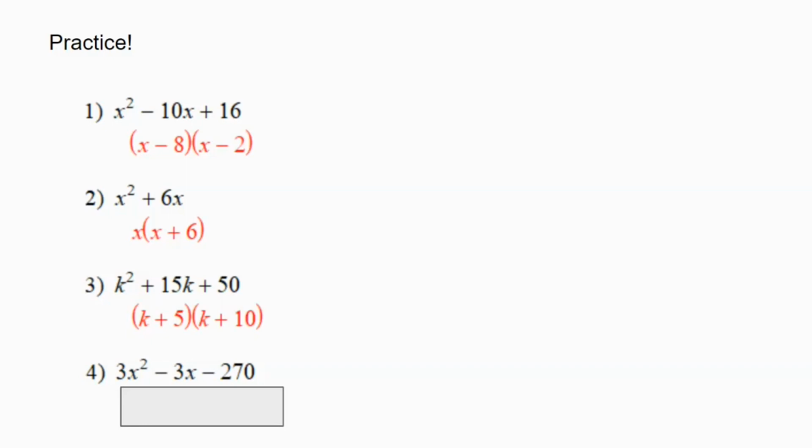And then number 4, do they all have a greatest common factor? They do. So that 3 gets moved to the outside. And if we were solving, we would just divide by 3 and wouldn't necessarily even worry about it. But the factors are actually x plus 9 in parentheses and then x minus 10.